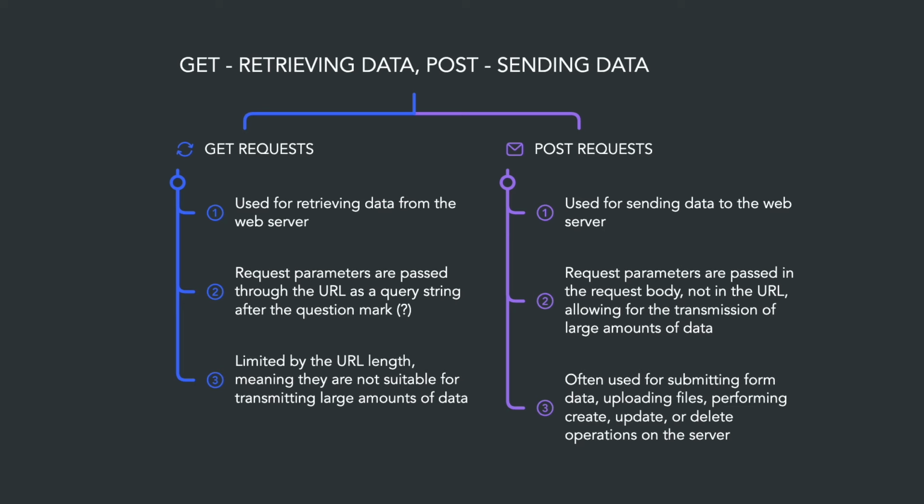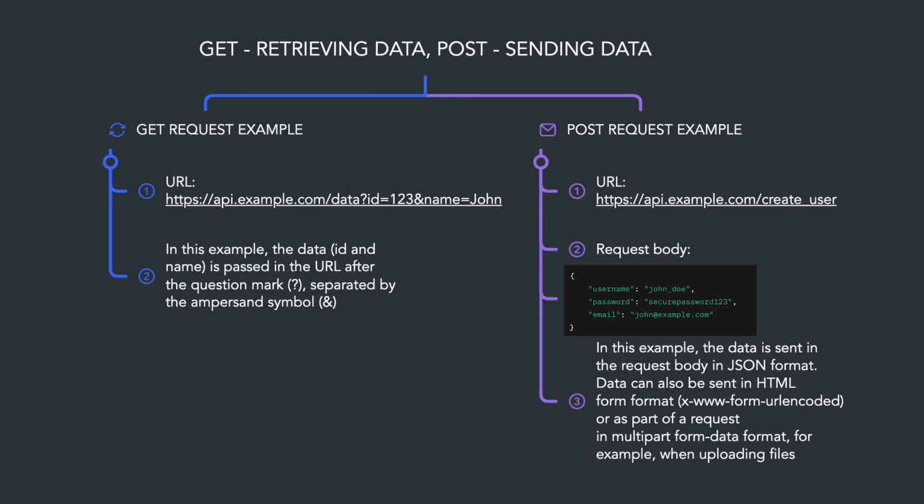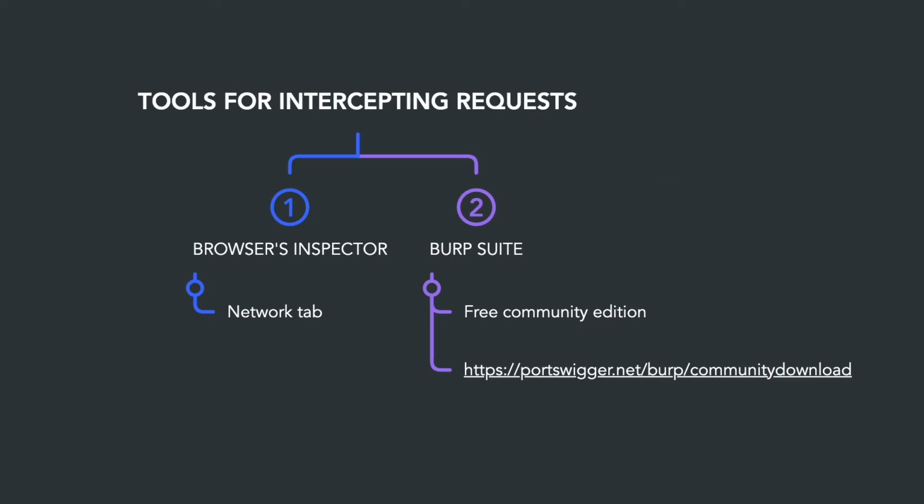GET and POST are two main HTTP request methods used for interacting with web servers. GET requests are used to retrieve data from a web server, while POST requests are used to send data to a web server. Parameters in a GET request are passed through the URL as a query string after the question mark. Parameters in a POST request are passed in the request body, allowing for larger amounts of data to be transferred.